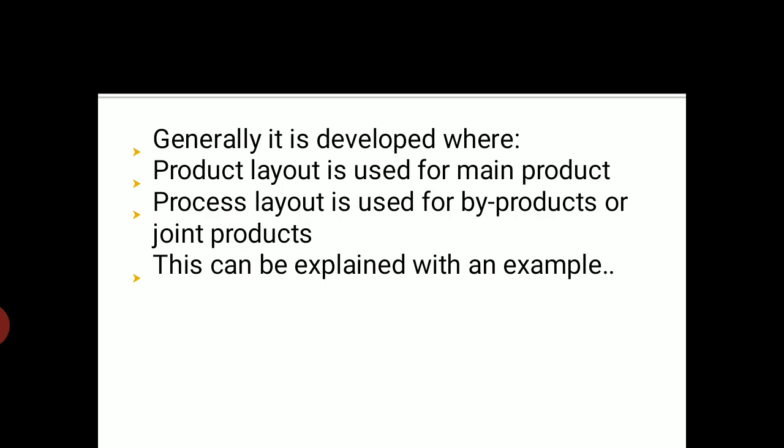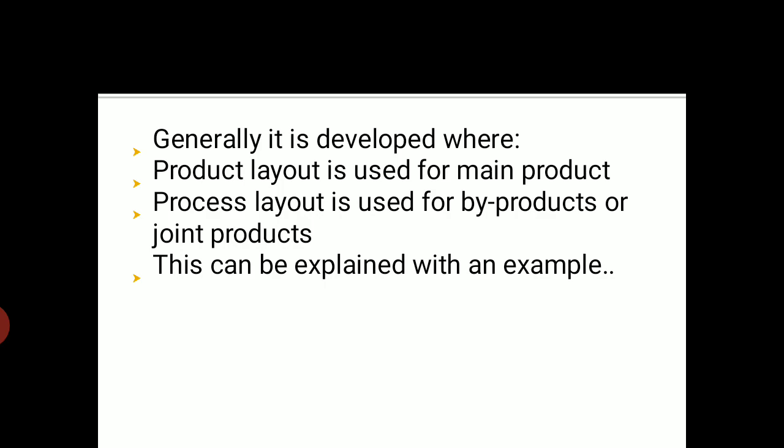Combined layout can be used when you want to produce something in bulk. At the same time, you want to produce different variations, and in different sizes also. When you want to have all these things done, moreover, when you want to have the main product produced with the byproducts, then both the types of layout can be used. That means the arrangement of the machinery can be done according to process layout, and the functioning is taken up with the help of product layout.